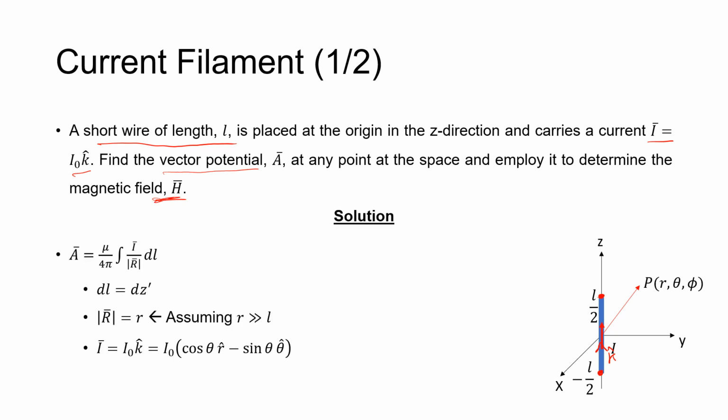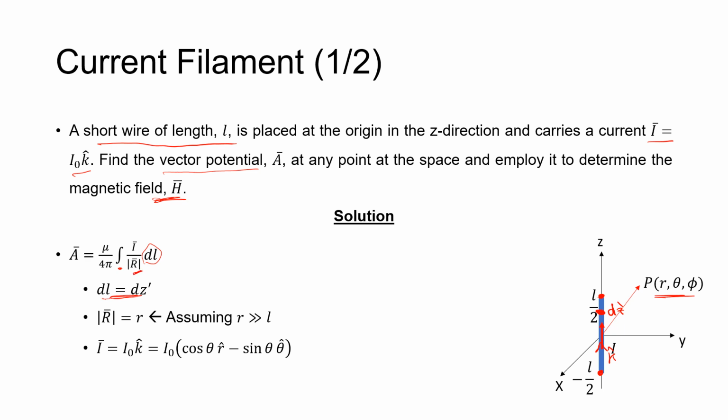So simply we will apply the equation which we have learned. Since we have a line of current, we need only a single integral. So we need first to define what is dL. Here dL equals dz, because we are taking just an element on the z-axis, so it should be dz dash to distinguish it from the point of calculation. Then we need to know what is our R here.